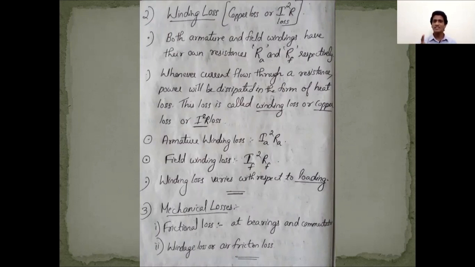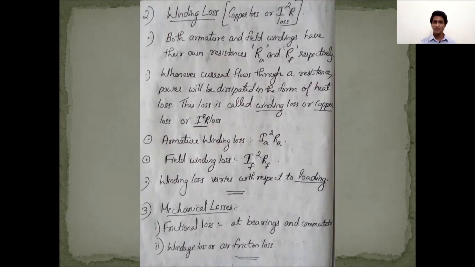So the field winding loss in the case of a DC shunt machine will be constant because If is always constant irrespective of the load. So field winding loss is constant for a DC shunt machine. Whereas for a DC series machine, whenever we vary the load current, armature current varies. Since the armature winding and field winding are connected in series for a series machine, If also varies with the load. So field winding loss is a variable loss for a DC series machine. And hope it is clear for you.